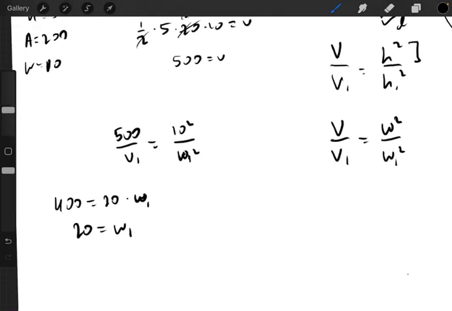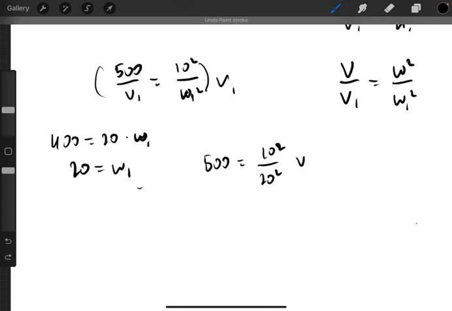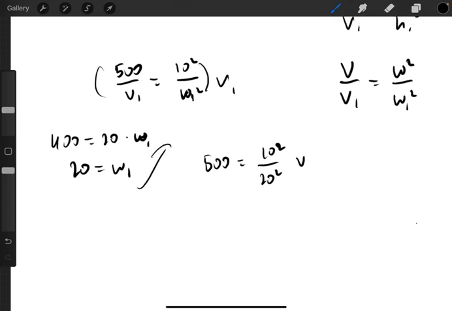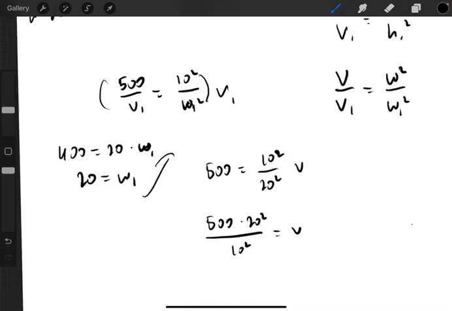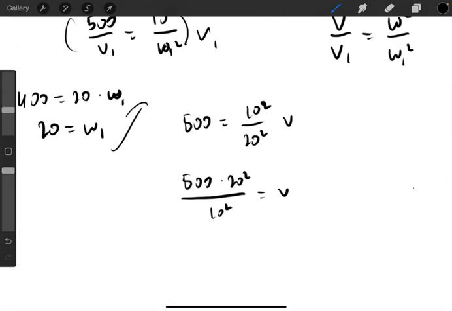Let me do that out. We're going to multiply both sides by V1. You get 500 equals 10 squared over 20 squared V1. And 20 came from here. Now 500 times 20 squared over 10. Yeah, this is why, guys, do not do it in your head. Do it out, please. This makes way more sense.